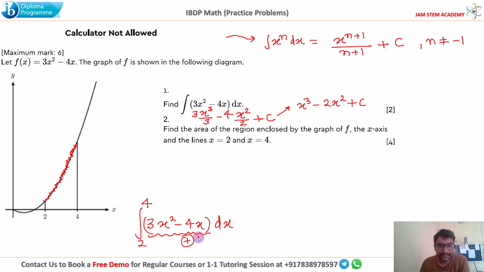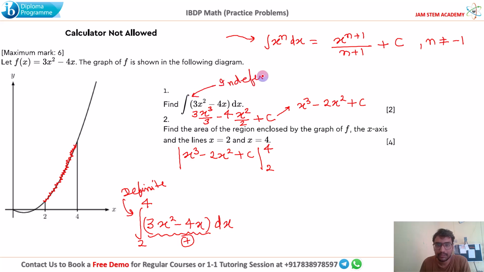So here let's integrate it. You already know what's the integration of that. So put that upper limit and lower limit. We got x raised to the power 3 minus 2x squared plus c. Now we have to substitute the limits. Lower limit is 2, upper limit is 4. Once you do the integration, this is called definite integral, because limits are given here. And the first one, that one was indefinite, because there were no limits given.